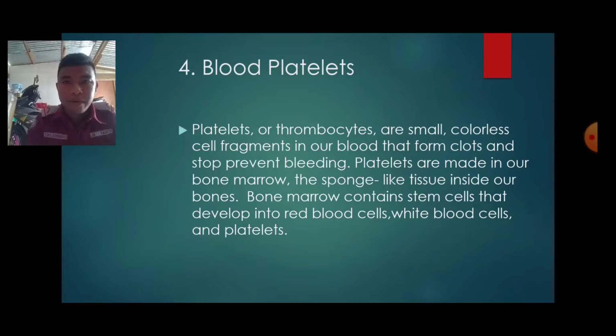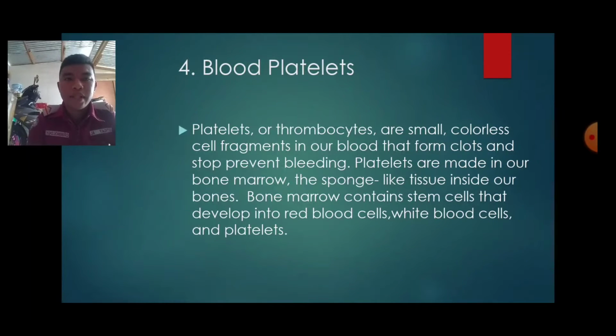And the number 4 is blood platelets. Platelets, or thrombocytes, are small colorless cell fragments in our blood that form clots and prevent bleeding. Platelets are made in our bone marrow.